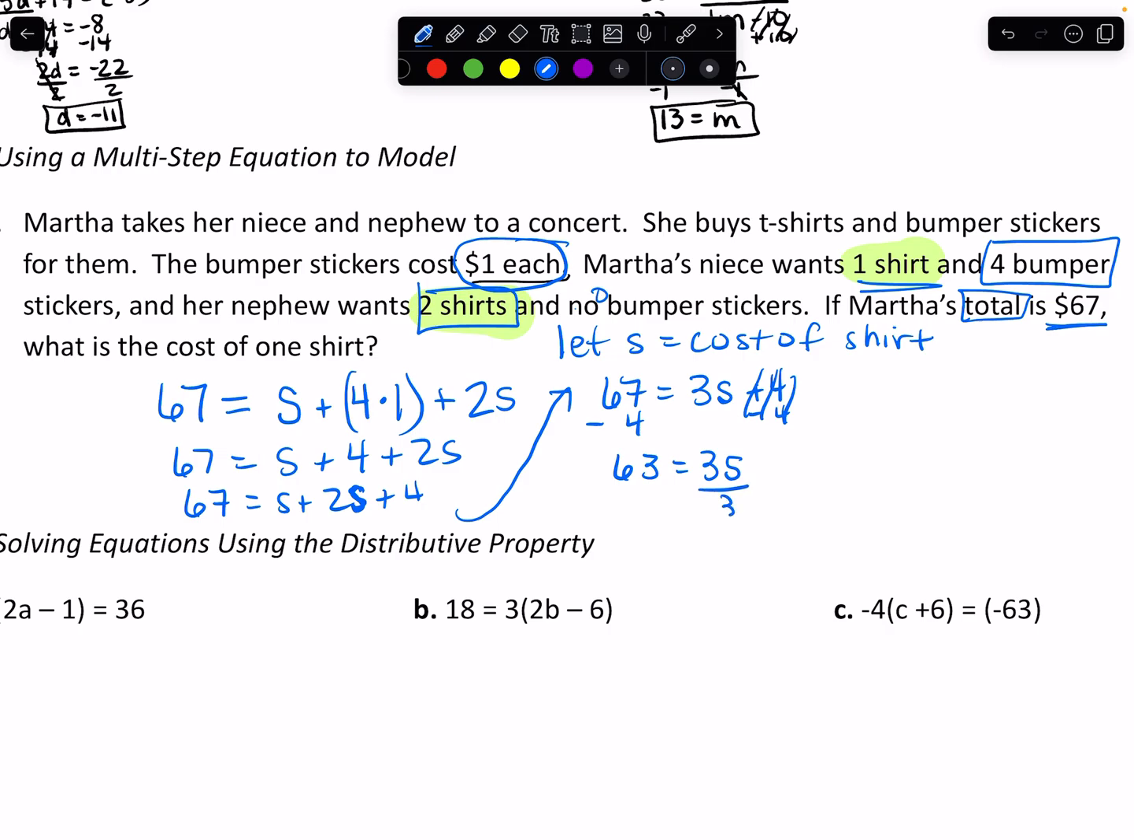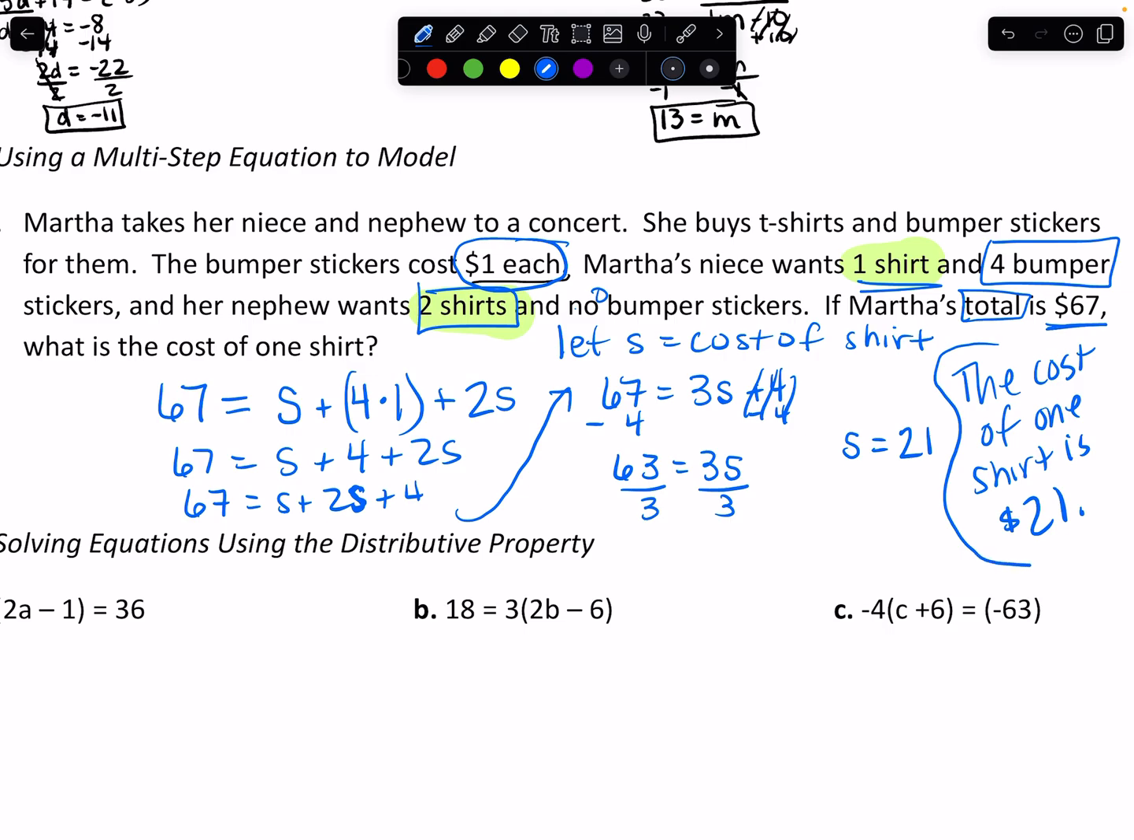Using the inverse operation, I'm dividing both sides by 3. S equals $21. So our answer is the cost of 1 shirt is $21. Make sure I can see your answer some way, shape, or form.